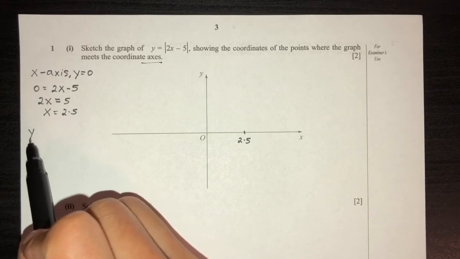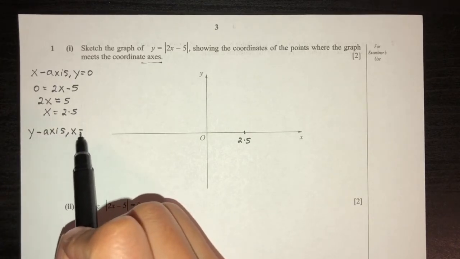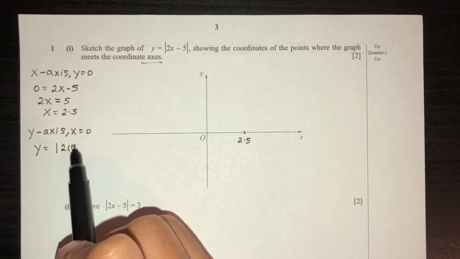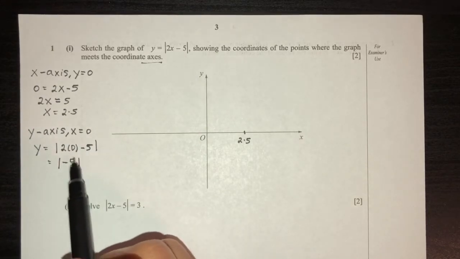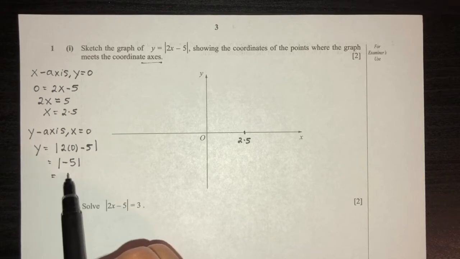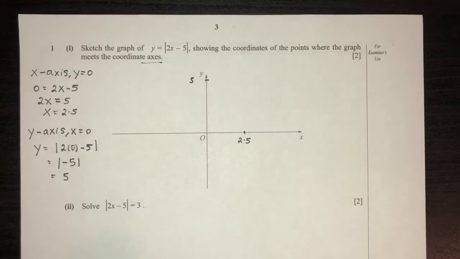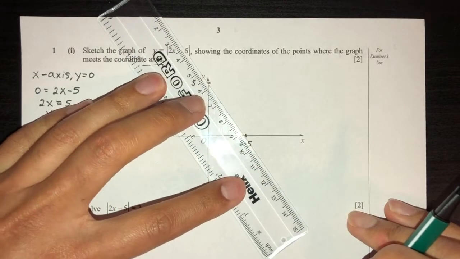Now at the y-axis, the value of x is 0, so you will have y equals 2 times 0 minus 5. That will be minus 5, but the value is inside of modulus, so that will be positive 5. It will be about here at the y-axis. Now, we just have to connect them. So let's use a different color. So your line will look like this.